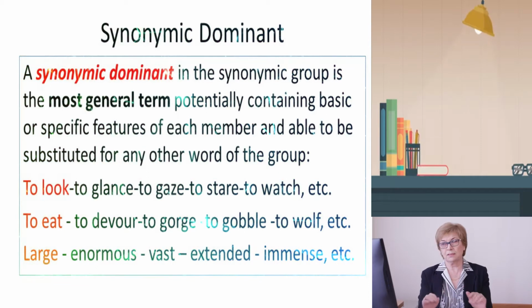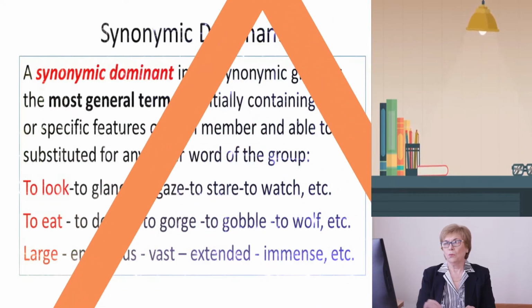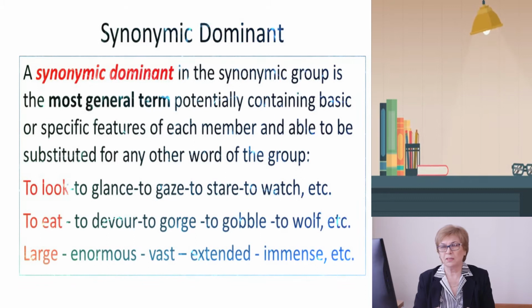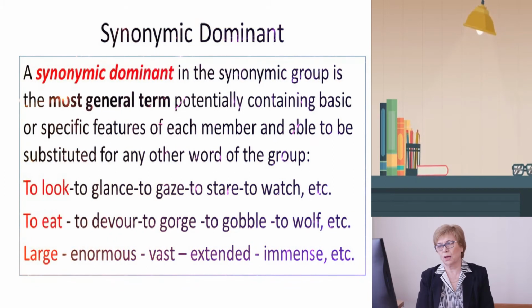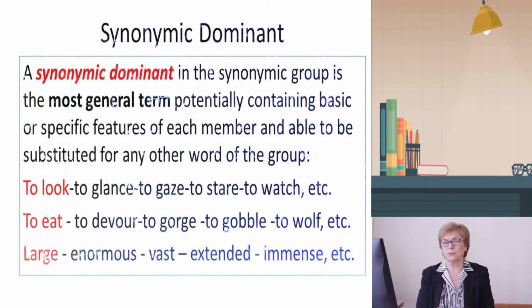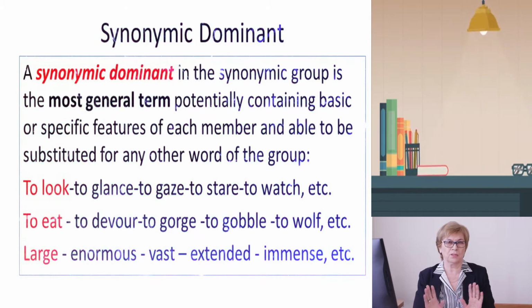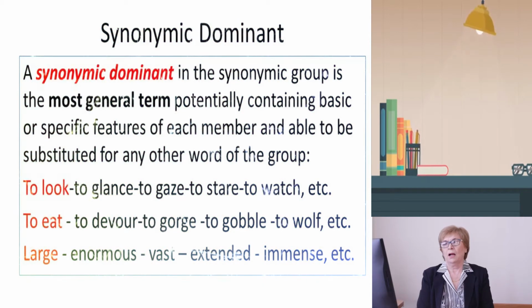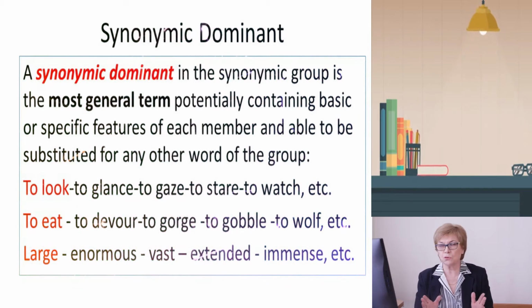So here, the stylistic difference is, well, in this slide devoted to the synonymic dominant, you see examples of verbs: to look, to glance, to gaze, to stare, to watch. And there is a clear difference between these synonyms, of course. To look is more neutral, it has no stylistic coloring, but to glance is to look for a very short time, you should know it.